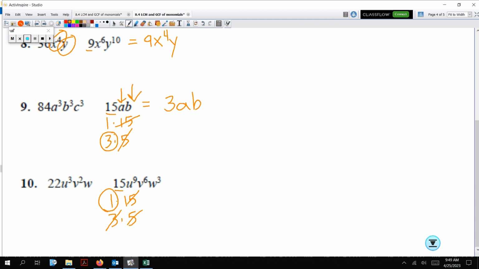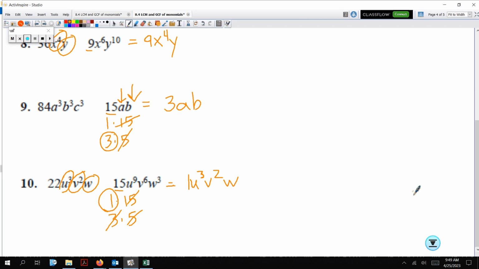Ah, it's unfortunate when 1 is the greatest common factor, but it happens. I'm going to write it, but you don't have to write it for it to be true. And then I'm going to take the smallest exponent. U to the third, V to the second, and this singular W. All right, so that is the GCF. 1U3, or U to the third power, V to the second power, W.